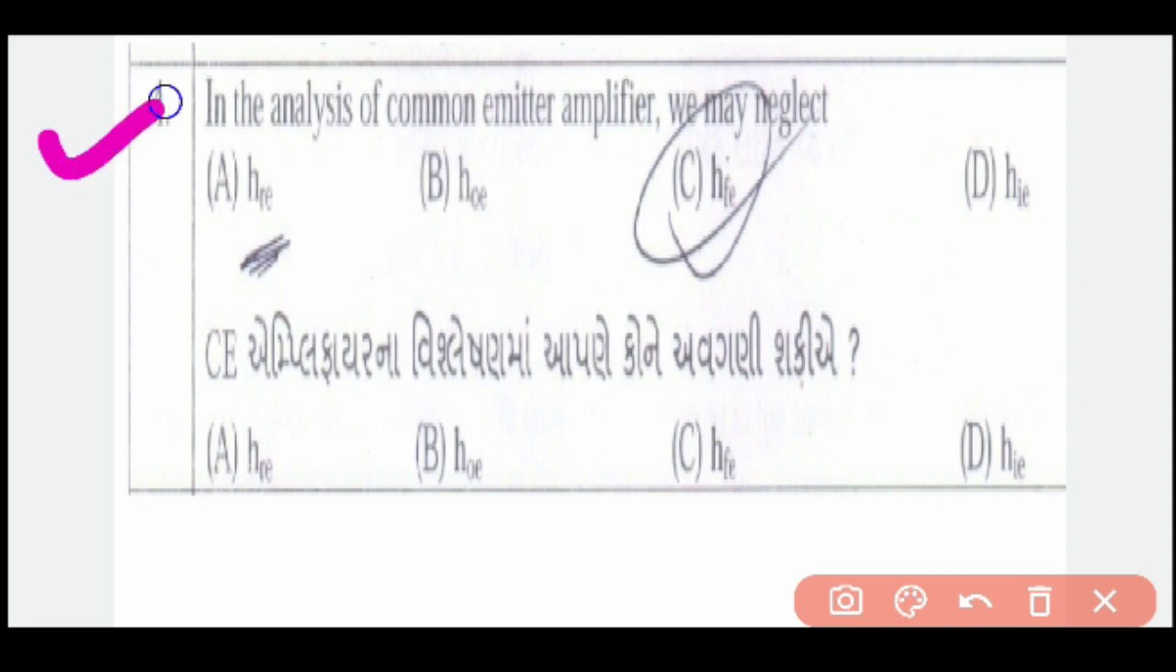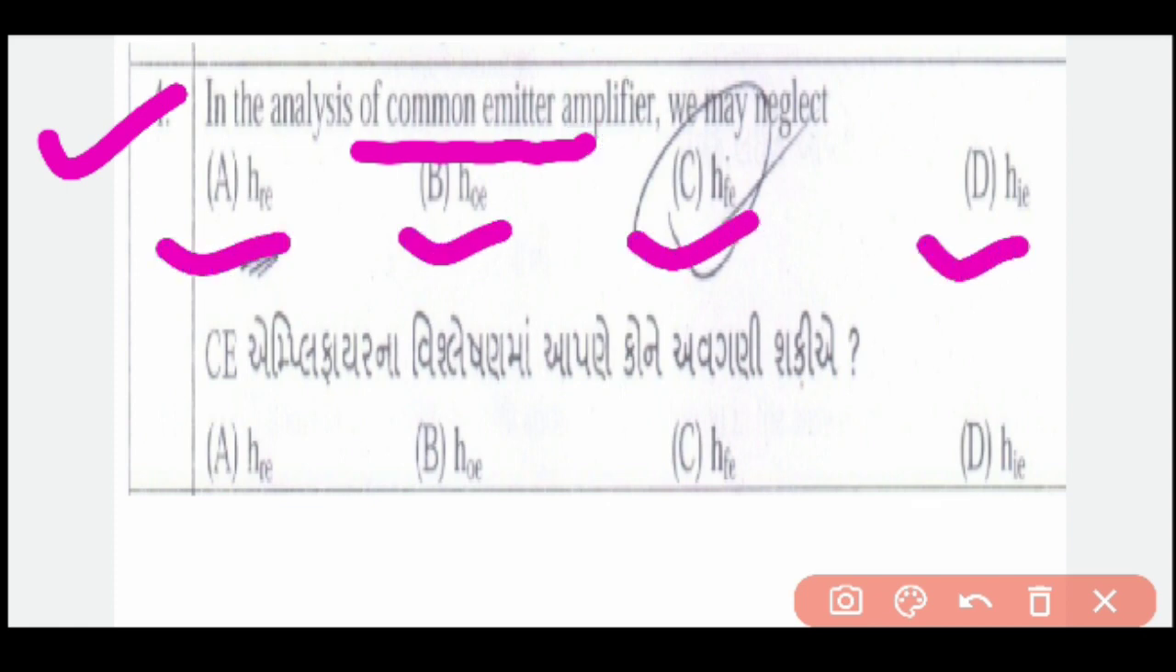Question number 4. In the analysis of common emitter amplifier, we may neglect option A hre, B hoe, C hfe, D hie. Then the answer is A, hre.